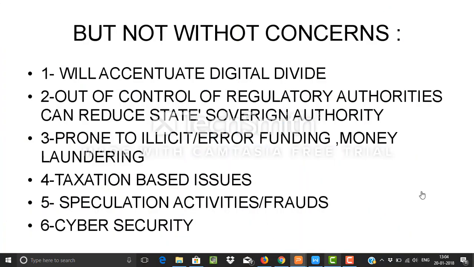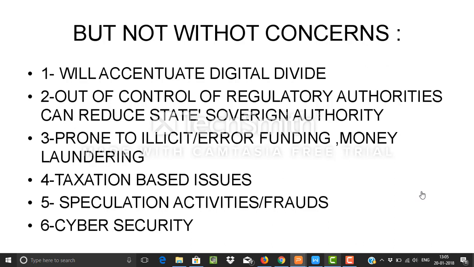So we have seen how this blockchain technology is going to disrupt our market and how it is different from the traditional system. But the thing is that this does not come without concern. There are concerns also, like this can accentuate the digital divide. Those who have digital efficiency will benefit very much from it, and those who are not digitally literate or not capable will not be able to get the benefit out of it.